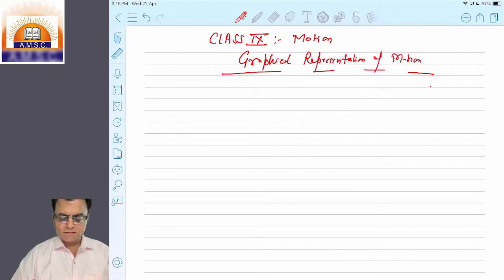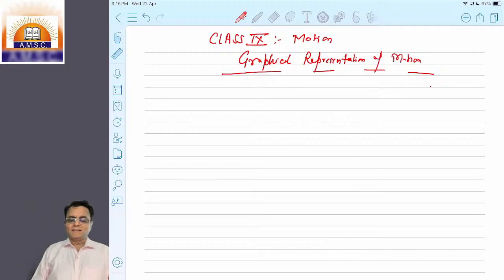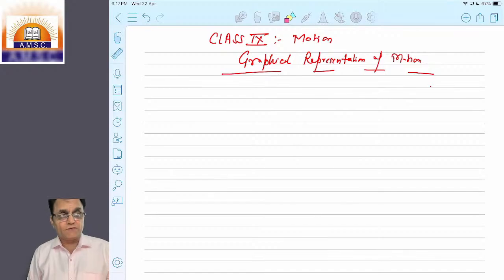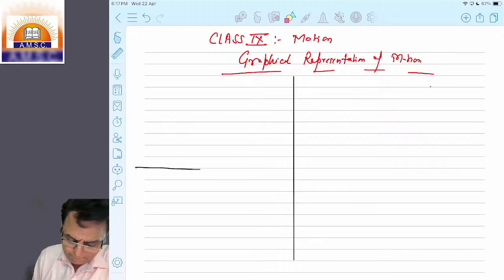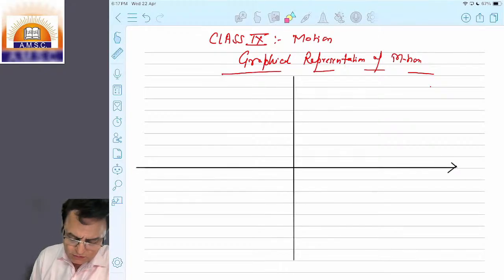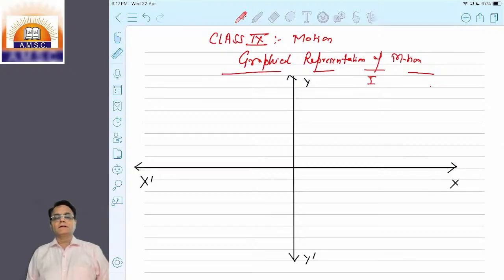So in the last class, in the last math class specifically, we have covered the coordinate geometry concept, isn't it? So we'll be using the same coordinate axis in order to understand at a deeper level the graphical representation of motion. So this is a pair of coordinate axes, right? I am right now concerned with the first quadrant only.